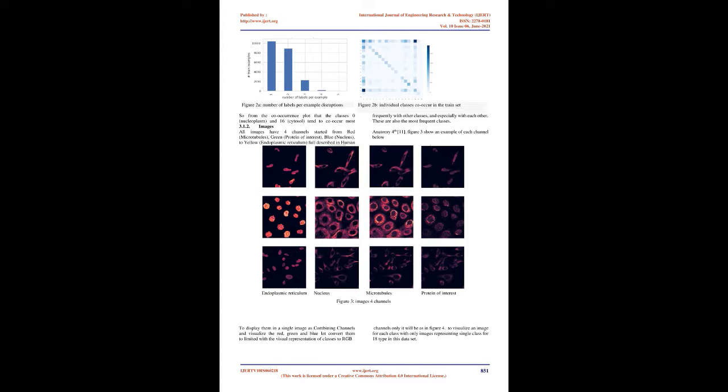Figure 3 shows an example of each channel below: endoplasmic reticulum, nucleus, microtubules. Figure 3, images 4 channels, protein of interest. To display them in a single image, combining channels and visualizing the red, green, and blue, let's convert them to limited visual representation of classes to RGB channels only. It will be as in Figure 4. To visualize an image for each class, with only images representing a single class for the 18 types in this data set.